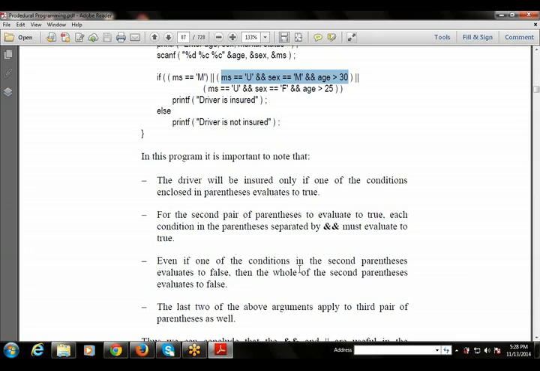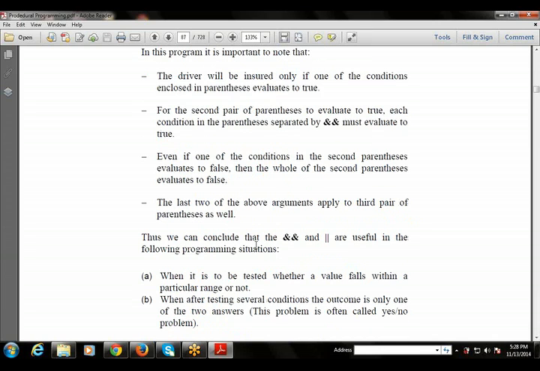The last two of the above arguments apply to the third pair of parentheses as well. This is also applied to this one. Thus we conclude that AND and OR are useful in the following programming scenarios. What are the scenarios? When it is to be tested whether a value falls within a particular range or not, that is, check whether a value falls within a particular range.